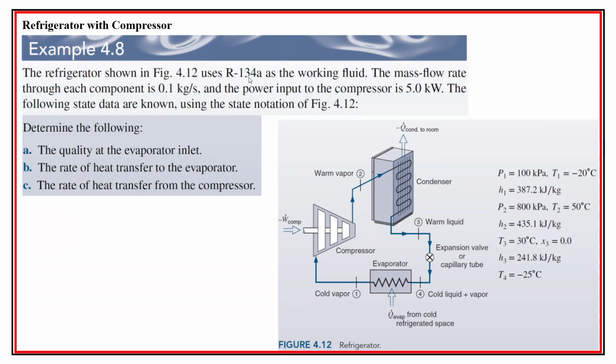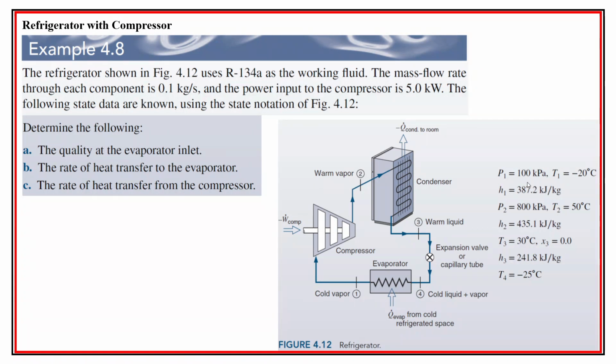We're going to use refrigerant 134a as our working fluid, and the mass flow rate through each of the components, because it's only a single path going through here, is 0.1 kilograms per second. The power input to this compressor is 5 kilowatts. The following state data are known right here over this.